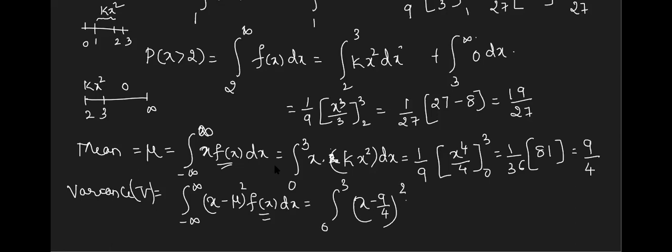What is f of x? Kx square. Again, k comes out 1 by 9. So 0 to 3. If you want, you just expand it. That is far better, or else you have to integrate by parts. See which part is easy. Think about it. Better you expand it.